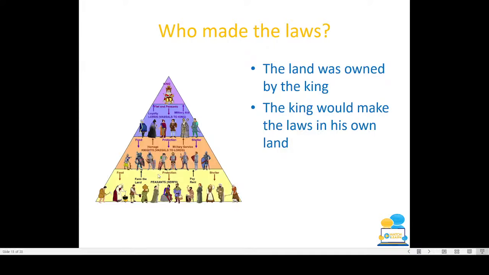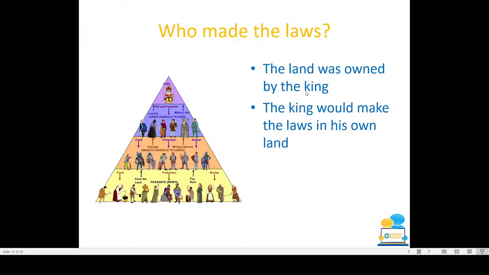And then finally, if we look down here, we have our last group, which are the peasants and the serfs. The knights would give food, shelter, and protection to the peasants, and in return, the peasants would farm the land that the knights owned, and they would pay rent to the knights. So this is how society was. This is the feudal system in the Middle Ages.